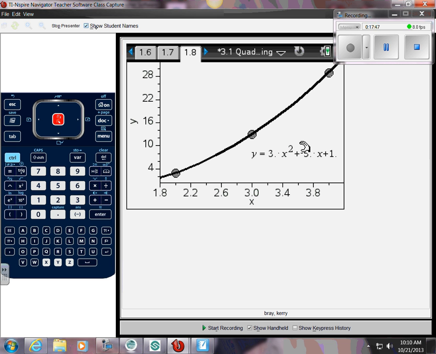I've got y equals 3x squared minus 5x plus 1. Just try it again. Okay. 3x squared plus negative 5x plus 1. There's our quadratic. Any problems getting the quadratic? Go ahead and turn to the next page, Carrie.